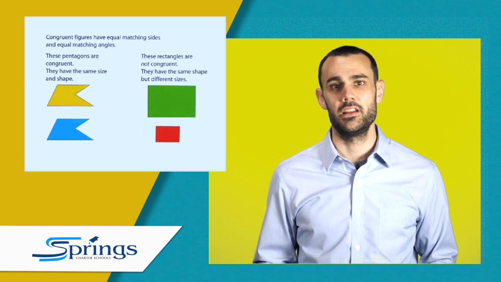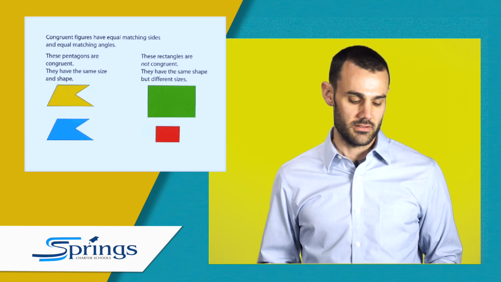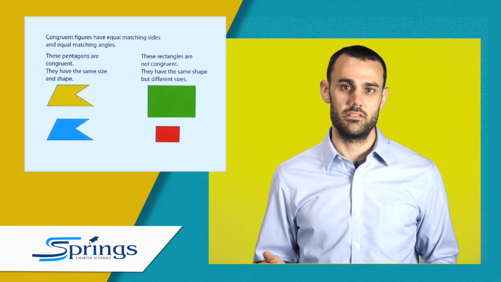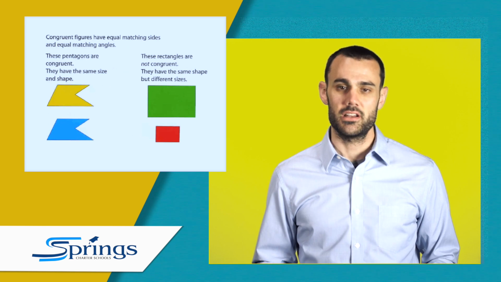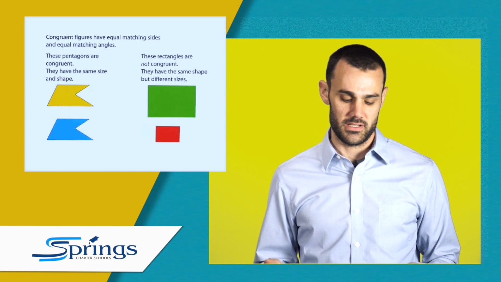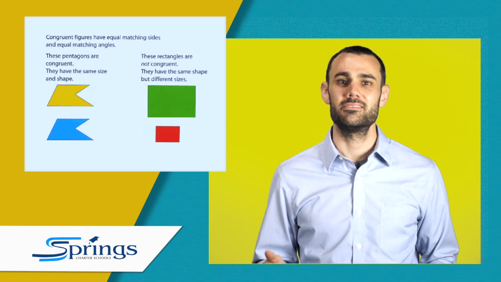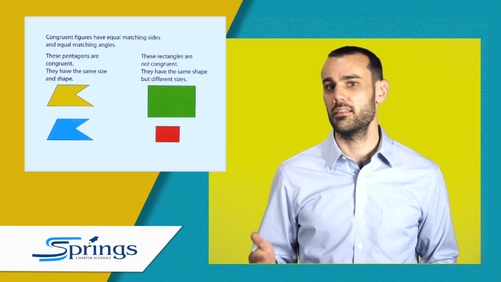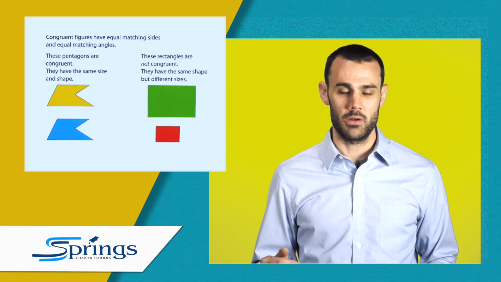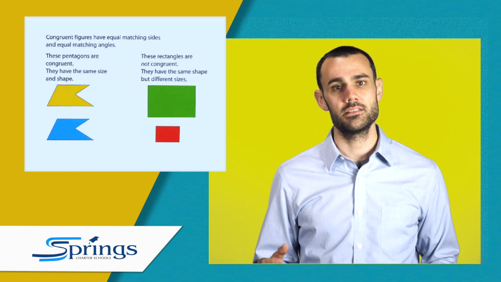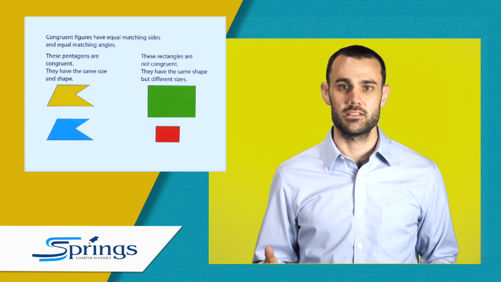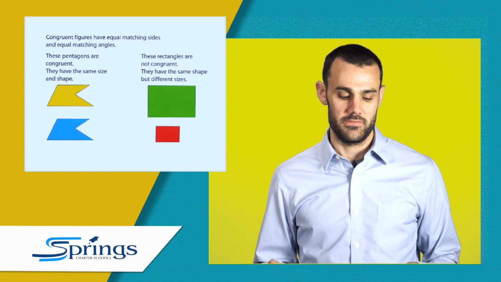Okay, here's a visual and an example of what we're looking at. On the side with the rectangles, we have two different rectangles. One's green and one's red. We're going to say that these are not congruent figures because they are the same shape, but they are different sizes. If I were to lay them on top of each other, they would not line up perfectly. One would be a little bit smaller. If I laid the red rectangle on top of the green rectangle, you would still see part of the green rectangle. That's why they're not congruent figures.